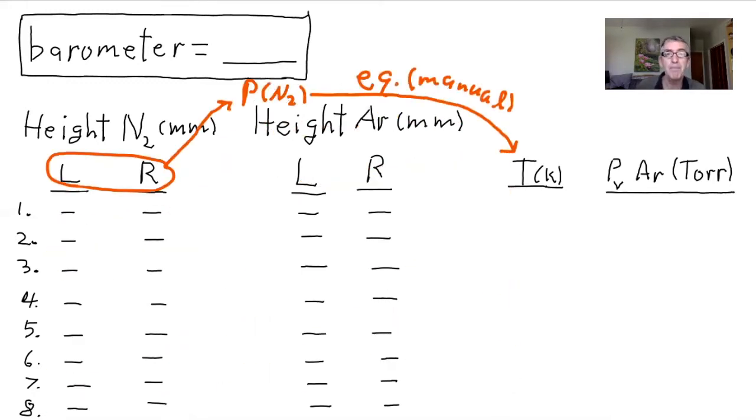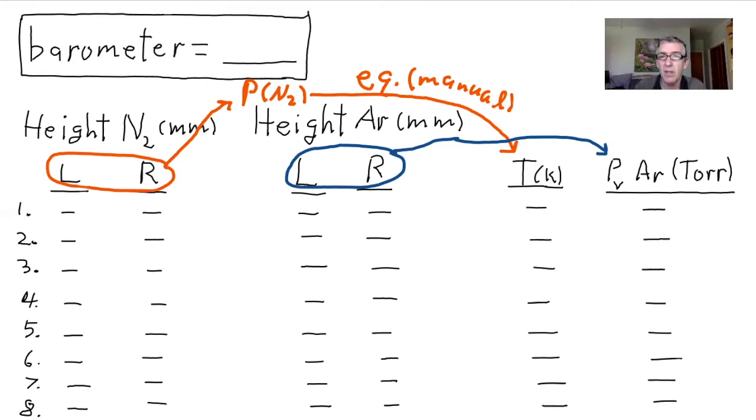How's that done? Well, from the nitrogen data, you'll get the pressure first, and then with an equation in the manual, from the pressure, you'll determine the temperature. Remember, that's a vapor pressure of the vapor above the liquid nitrogen. Then for the argon, you'll simply combine the two heights and get the vapor pressure, including, of course, barometric pressure. So you get all those data. What do you do with those data?